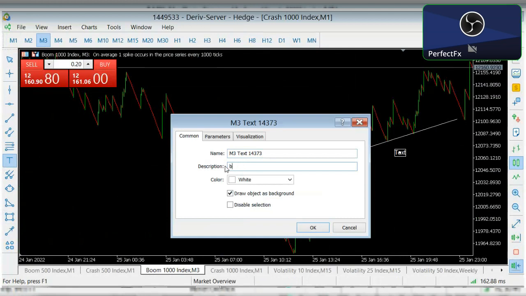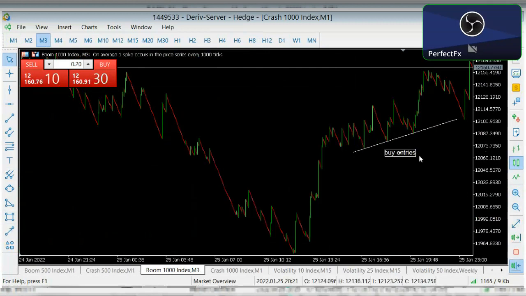Buy entries. Scalping for spikes you would want to buy, while scalping for few candles on boom index market you want to sell. Can you see?